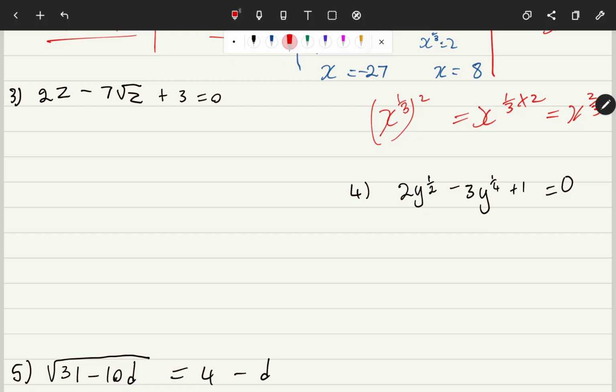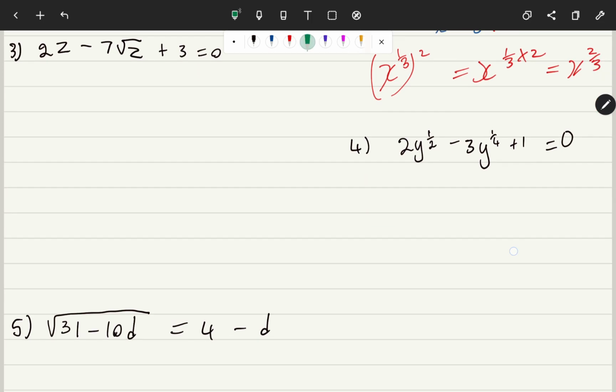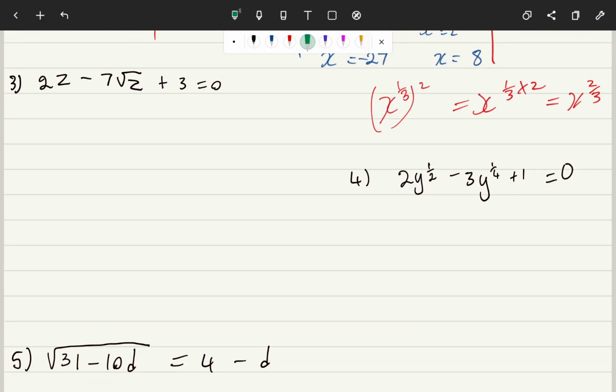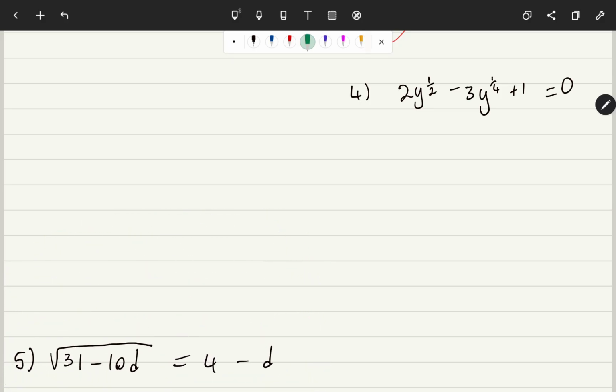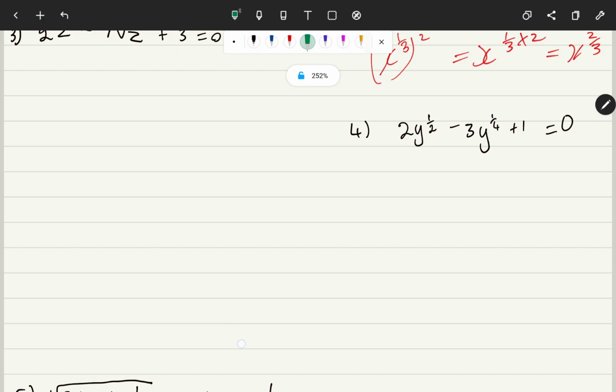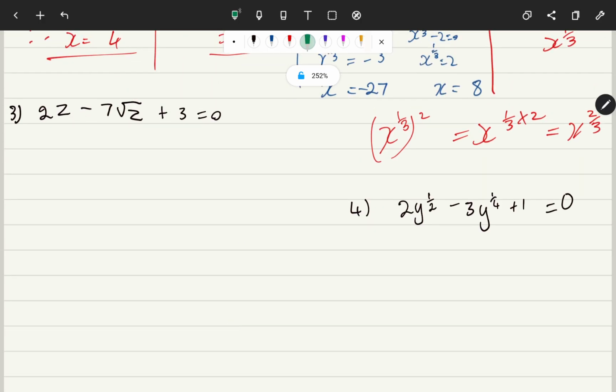Something very interesting about number 3. Let's do it. Let me use color green. Cool. For number 3, it's very interesting, right? So the question is, what are we doing here? We are solving for x, right? But of course, in number 3, we are solving for z, right? Number 3, we are solving for z.